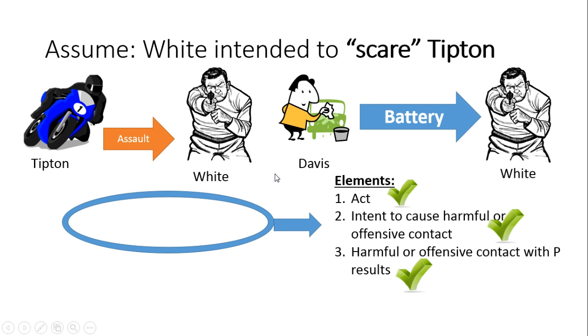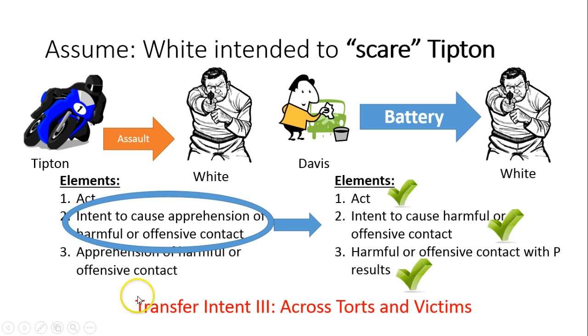We don't even care whether or not the actual tort is fully accomplished, because all we're trying to do is transfer the requisite intent. This time what we're doing is transferring the intent from an assault of one person to a battery of another person. So this is the most complicated transfer of intent. It goes across torts, from assault to battery, and across victims, from Tipton to Davis.